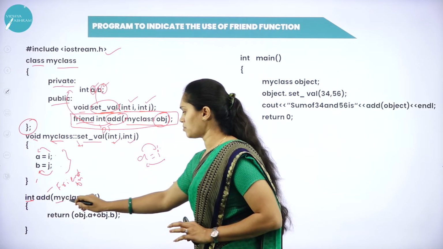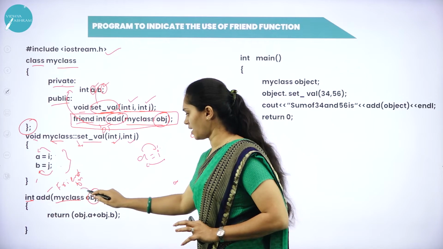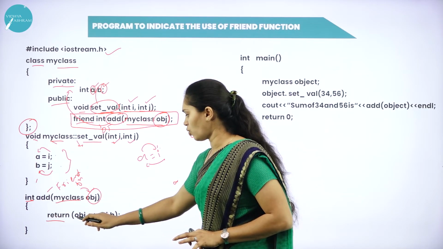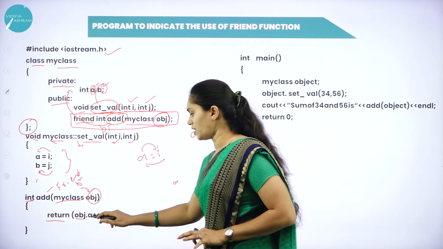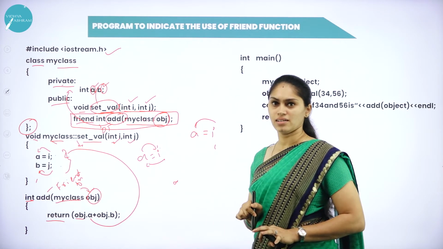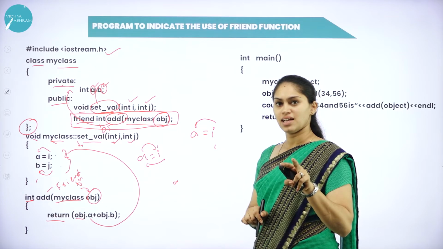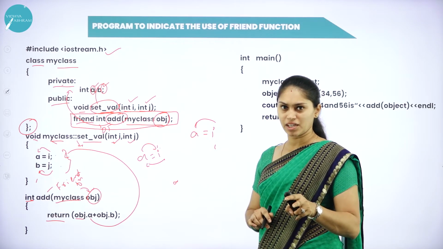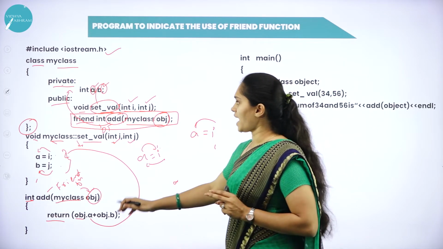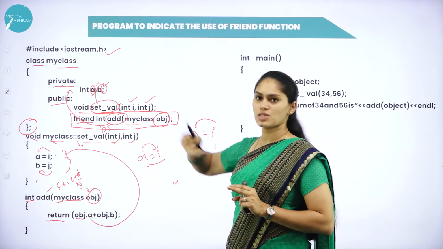Add. After that, I am sending an argument, my class object. I am creating an object for the class called my class, and I am sending that as a parameter, and I am returning obj.a. So obj.a, in the sense it will fetch the value of i and j which come under set val. In the set val function, it has two arguments i and j. So I am assigning the value of i and j to A and B respectively. With the help of that assignment, I can access the value of A and B, which are private members of this particular class called my class.